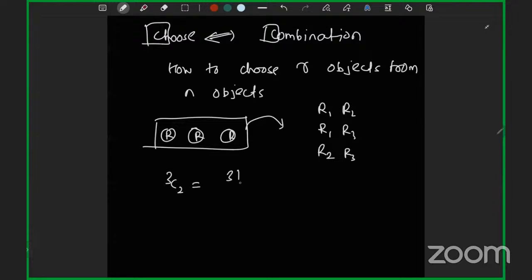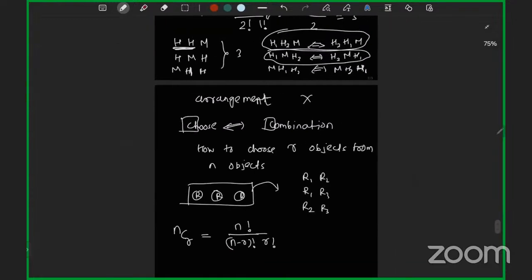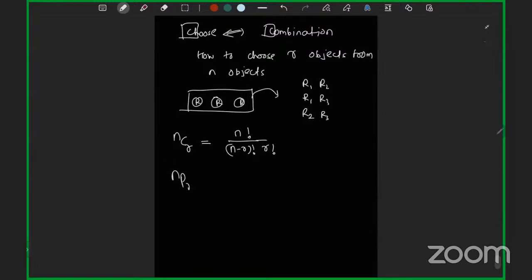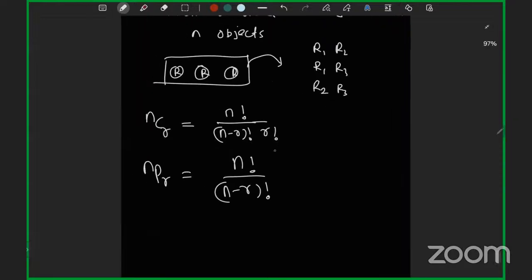3C2 is like 3 factorial divided by... okay, NCR is N factorial, then N minus R factorial, and you will divide it again by R factorial. I'll write NPR again here, which is the previous one, in which it was N factorial over N minus R factorial. That's all. There was no R factorial there.